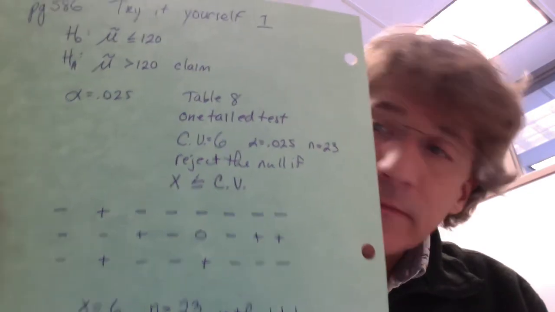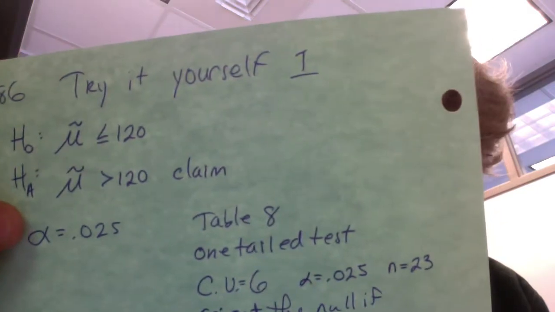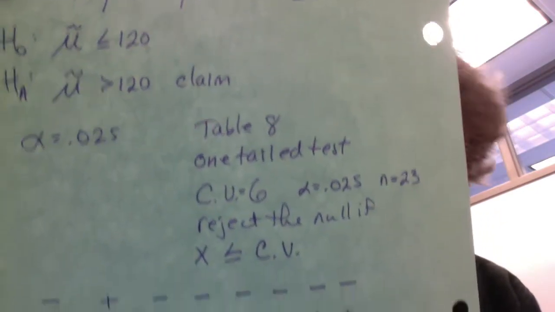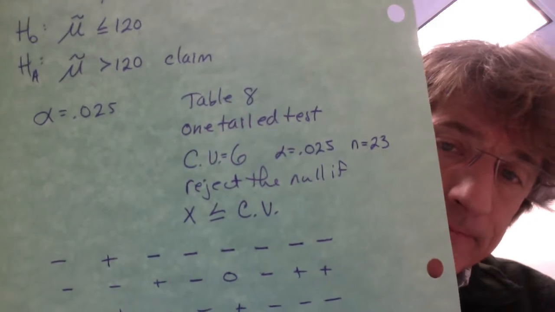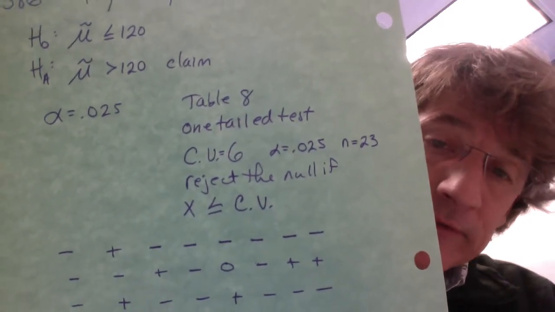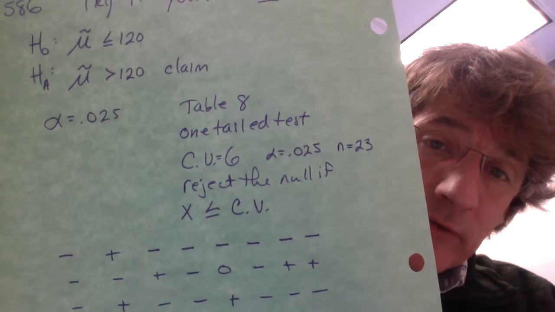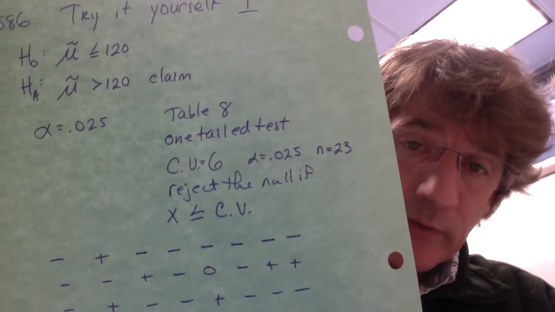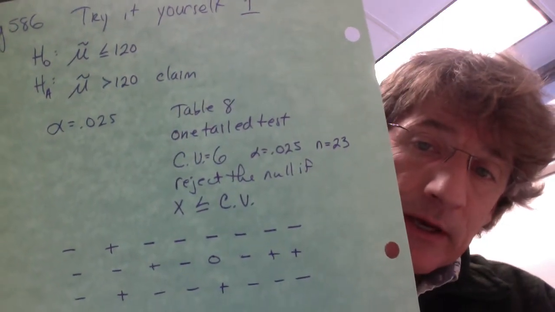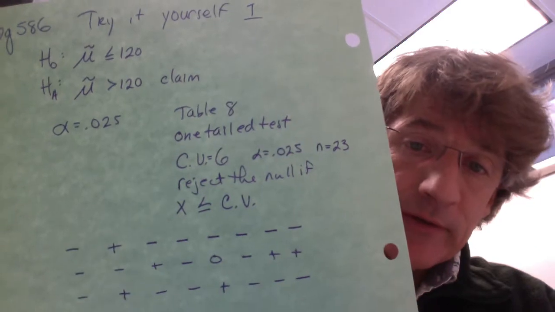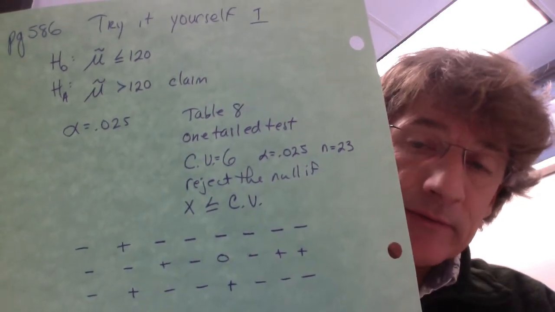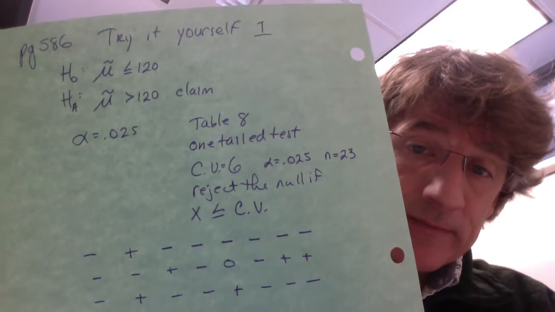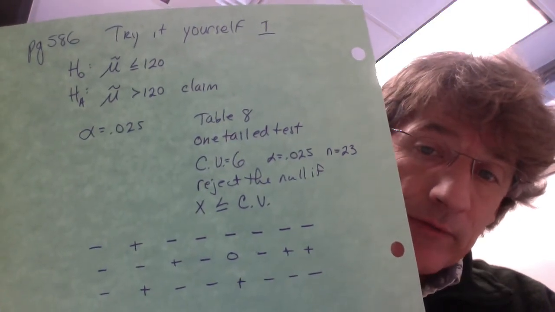Our alpha is 0.025. And when you look at the table, you're looking at table 8. It's a one-tailed test. The reason that it's a one-tailed test is because it's a greater than symbol. If it was a less than symbol in the alternative, it would also be a one-tailed test. Our n is 23 because there are 23 positives and negatives. The 24th is a 0, so we just disregard it. And our alpha is 0.025, so I'm talking about right here.